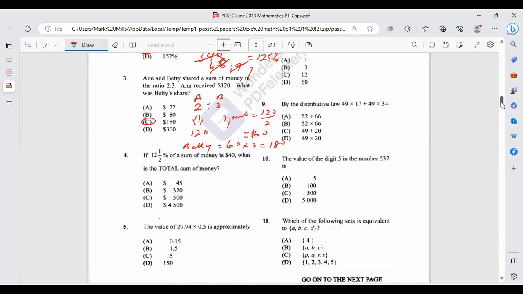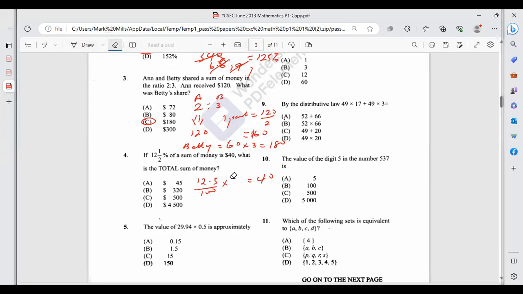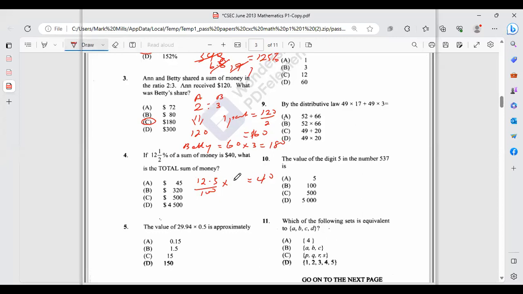All right, so we are at number 4. 2.5% of a sum of money is 40. What's the total sum of money? So how do I present 2.5%? 2.5 over 100 times a certain number is equal to 40. So this one times a certain number, which you don't know, we call it X. Everybody cool with that?